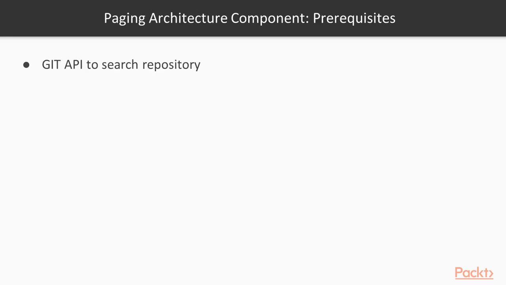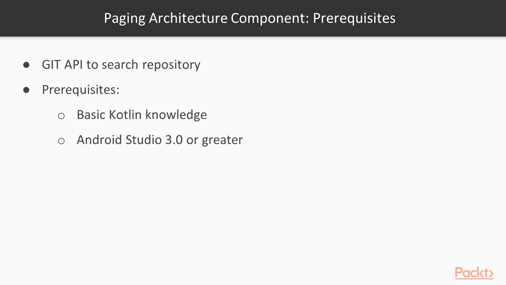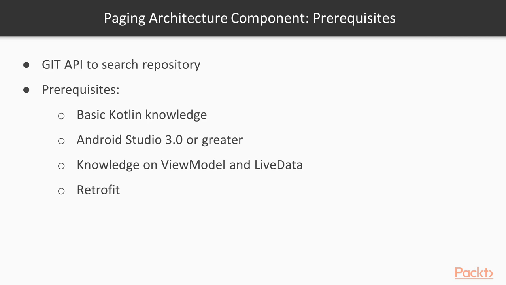Now, to implement the paging in this section, we will use the Git API to search the repository for Android. And thus, there are few prerequisites that you need to have. You need to have the basic knowledge on Kotlin language because we are going to code in Kotlin. You should have Android Studio 3.0 or greater. You need to have the knowledge on view model and live data. So please make sure you watch the previous sections explaining the detail on the view model and live data. You need to have the knowledge on Retrofit, and you need to know how to implement recycler view into your application. So that's all you need.